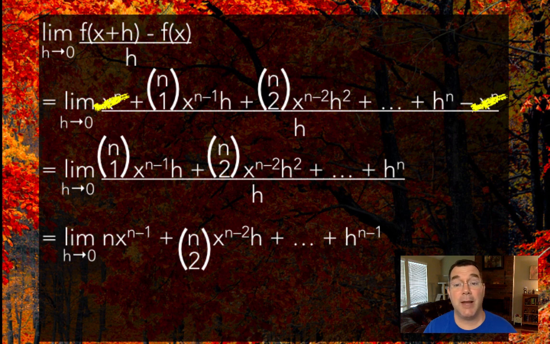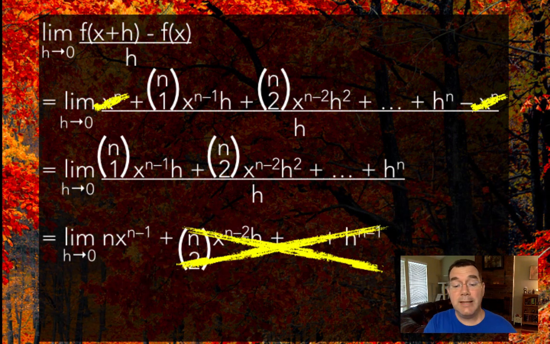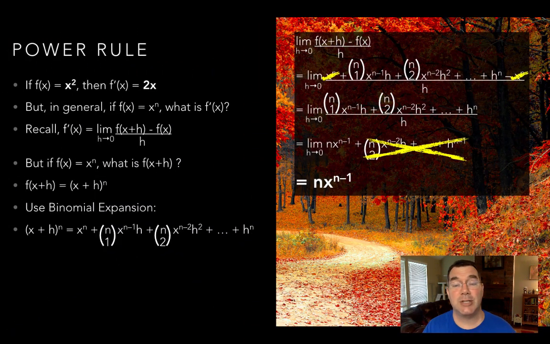So I want you to keep that in mind, because this is the step where we set h equal to 0. This is the first time that we're able to set h equal to 0 without getting 0 over 0, so that's what I'm going to do. Well, the only term that doesn't have h in it being multiplied is the very first one. So that's the only one that's going to still be there. Everything else is going to become 0 as h becomes 0 itself. So that means that my answer is n times x to the n minus 1.